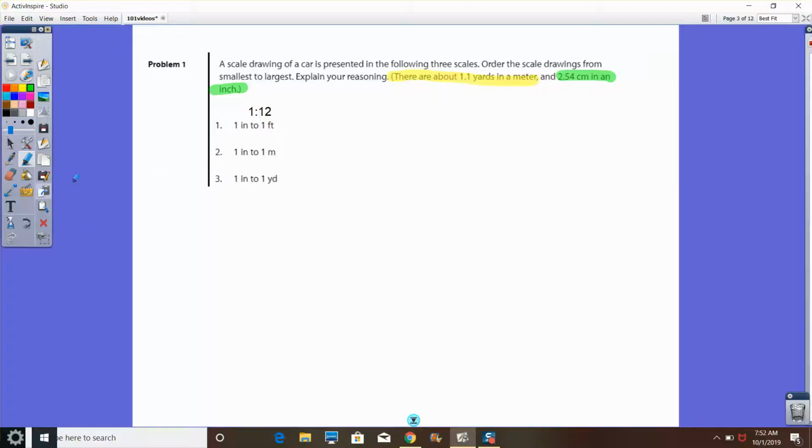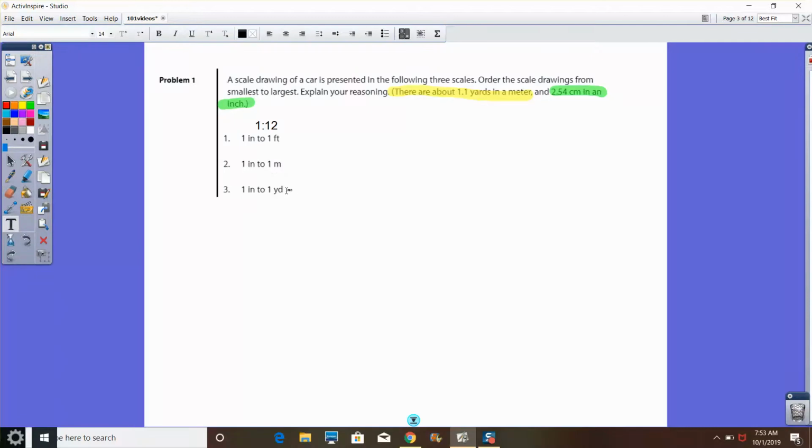Also, I'm not sure why they're telling you that now that I look at this, how this would work for you in here. So I'm going to give you a little tip, a little bit of a lead on this. 1 inch to 1 meter. Well, if there's 1.1 yards in a meter, right? That means that we can express this as 1 inch to 1.1 yards.